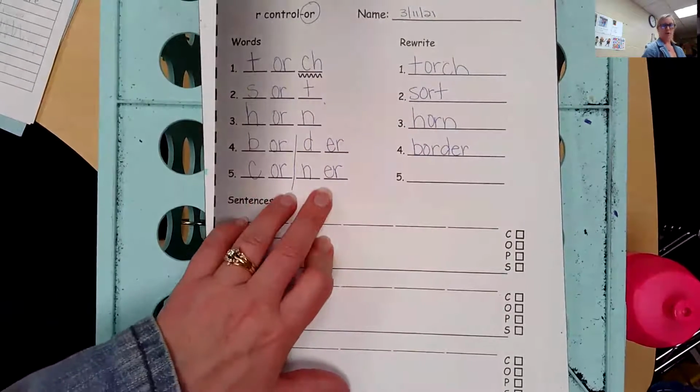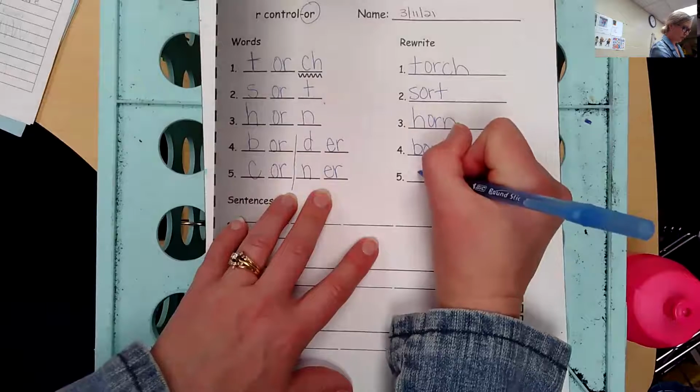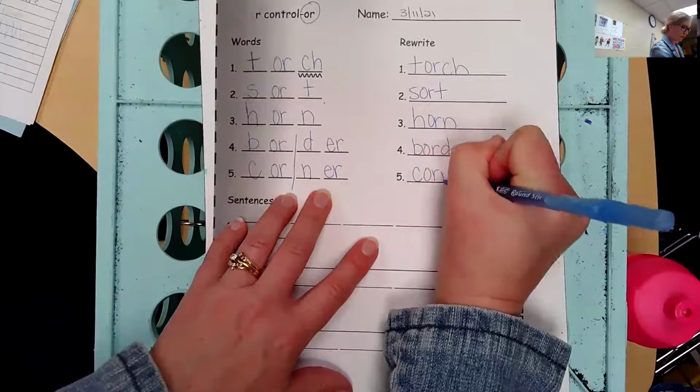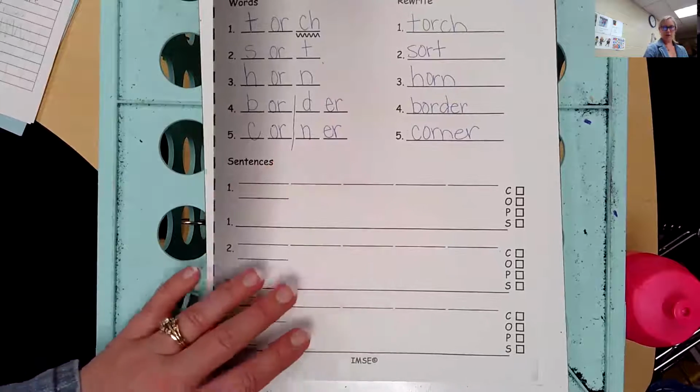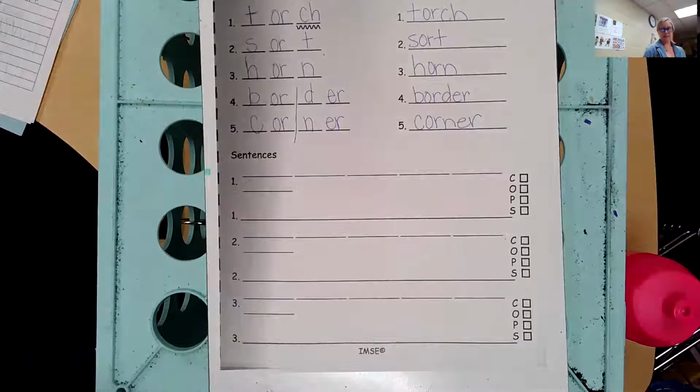Corner. Corner. Let's write it over here. Corner. Corner. Wonderful. All right, let's take a look at our sentence.